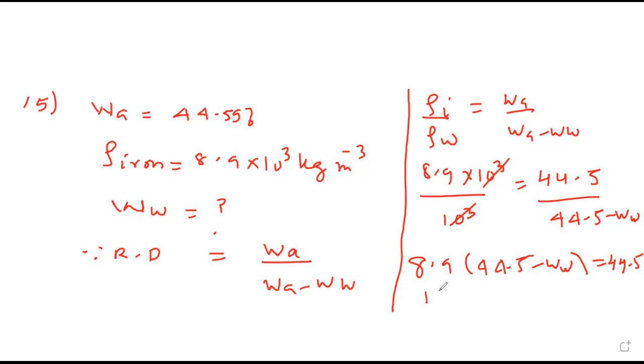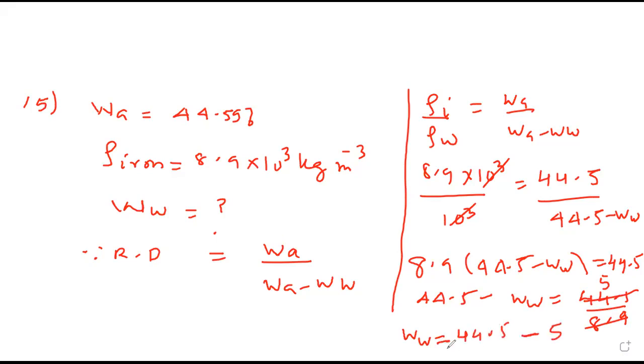Five, sir. By 5, how will it cancel both sides? Not like that, 8.9 into 5. Cancel 0.9. Good, directly 8.9 you are telling. 5 into, yes, perfect. 5 9s are 45, 5 8s are 40. Perfect. So weight in water will become 44.5 minus 5. That will become 39.5, correct? Yes, 39.5.